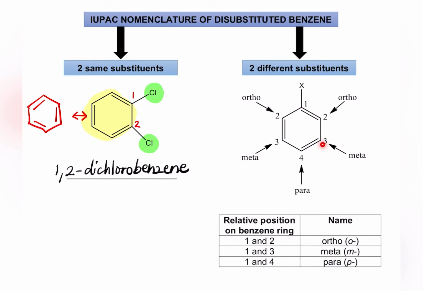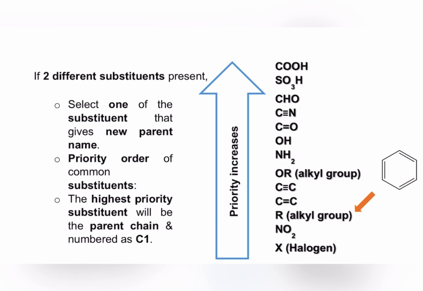If you got two different substituents attached to these carbons, you are going to give another name for them as meta, small letter m. And same goes for position carbon number 1 and 4, you got para. The next one, the most important thing that you have to understand when giving the name for two different substituents attached to the benzene, is that you have to select one substituent that gives a new parent name.